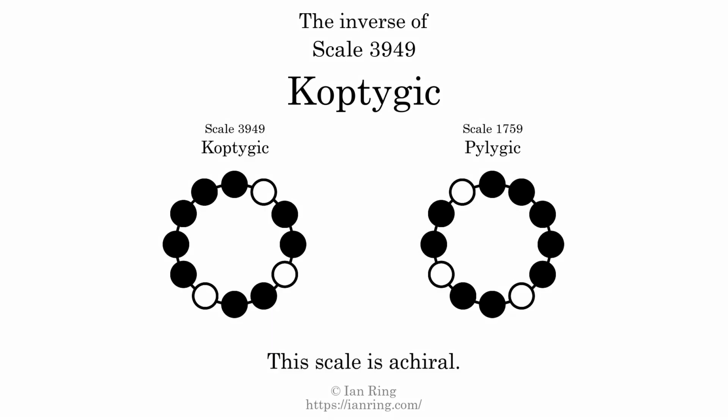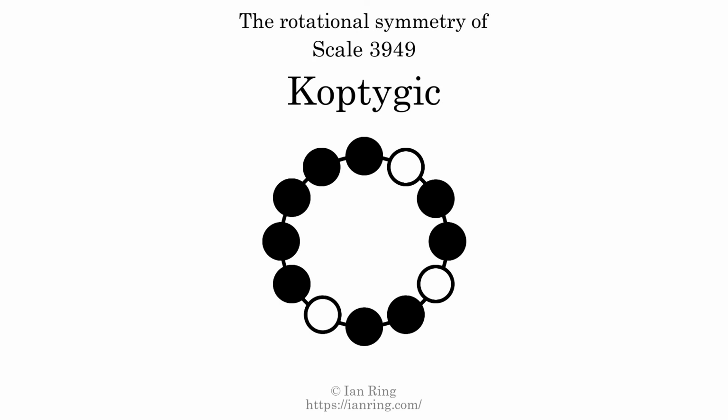The inverse of a scale is a mirror image. It is what you get when the sequence of intervals is reversed. The inverse of this scale is scale 1759, also known as Koptygic. This scale is achiral, since it can transform into its own reflection by a rotational transformation. This scale has no rotational symmetry.